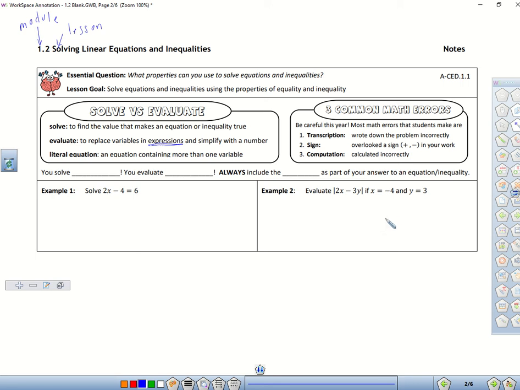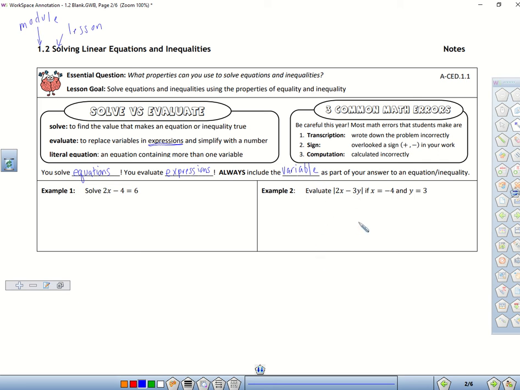So just be aware and check your work. It's important to check your work in math. A lot of times you can actually check your work to verify that it's correct, so you want to take advantage of that. So you solve equations. You evaluate expressions. And you always include the variable as part of your answer to an equation or inequality.